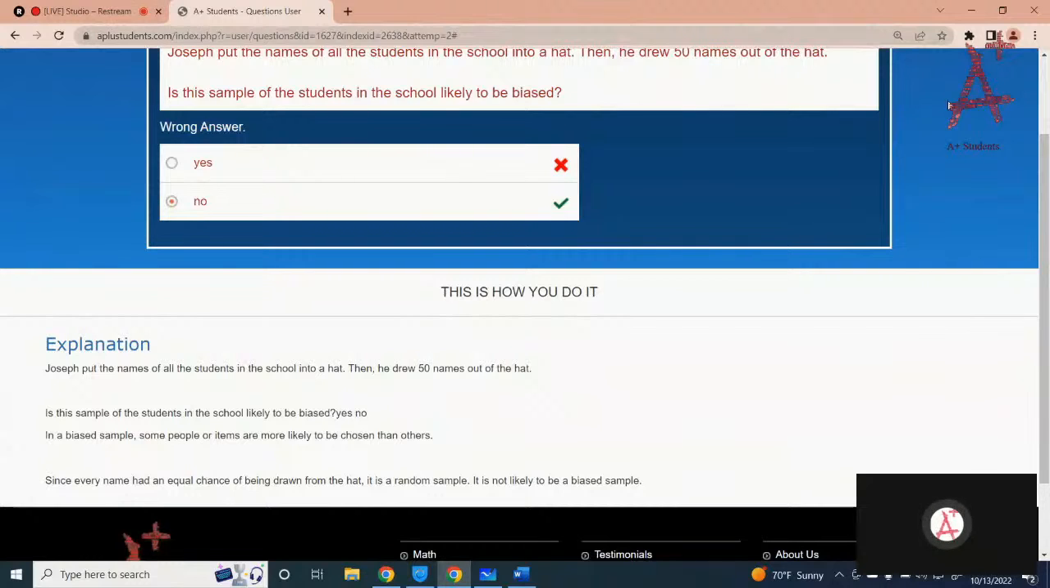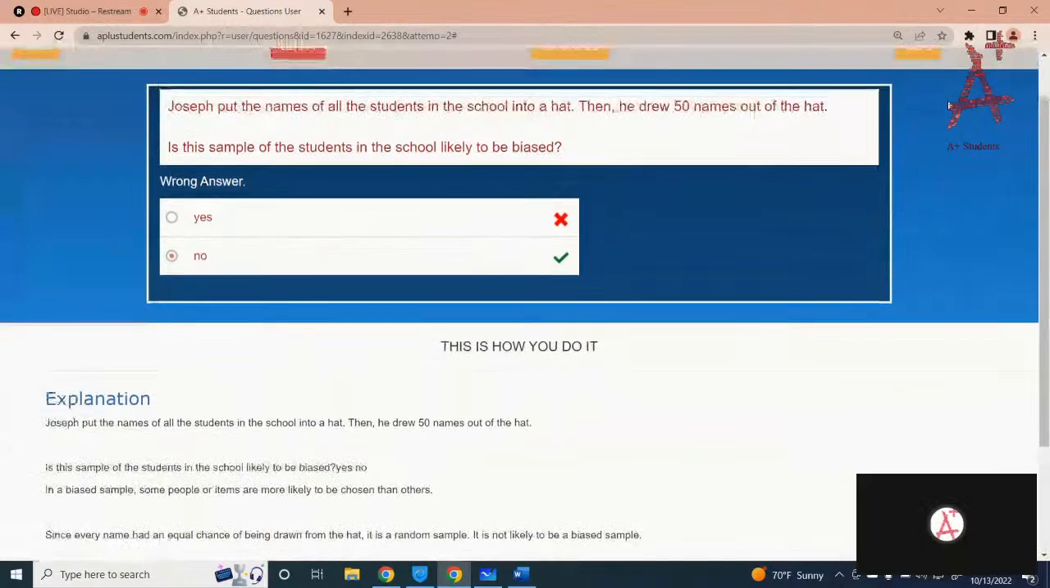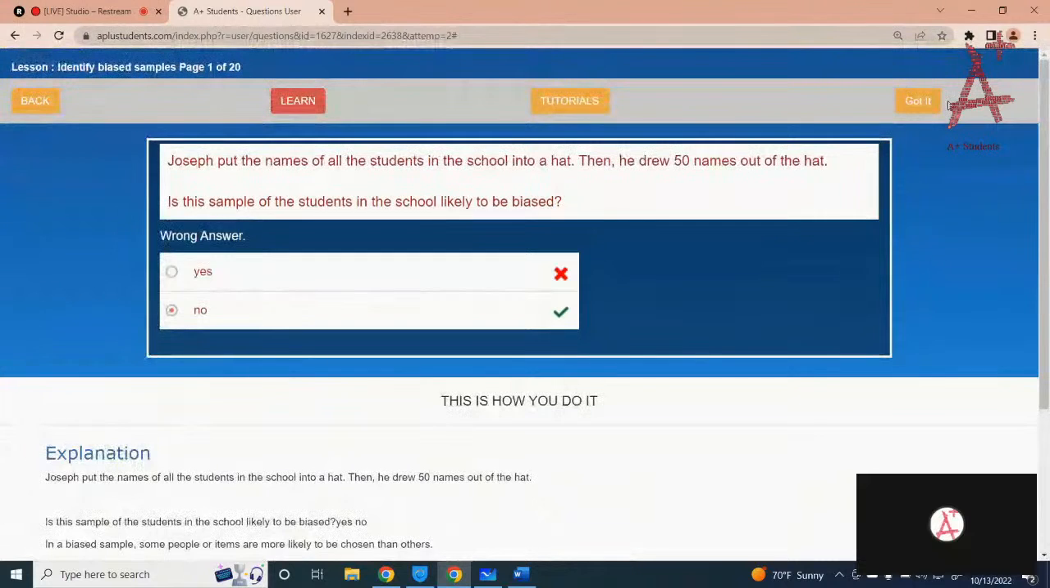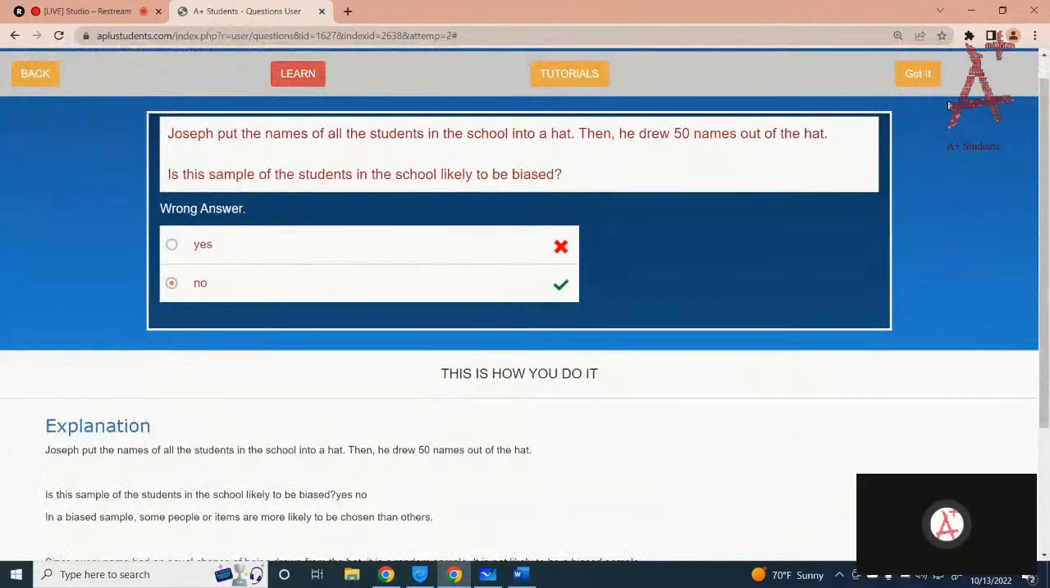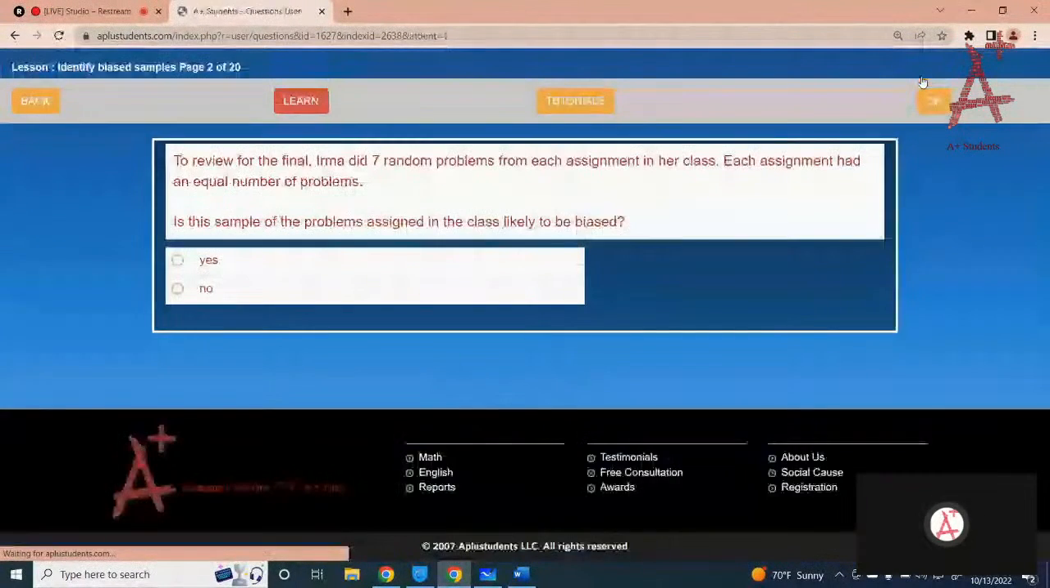Okay. Joseph put the names of all students in the school into a hat. Then he drew 50 names out of the hat. Is this sample of students biased? In a biased sample, some people or items are more likely to be chosen than others. Since every name had an equal chance of being chosen, and there is a chance that he can select any of the 50, that means it is not biased data. Because in biased data you choose at random, but here you have just 50 names.